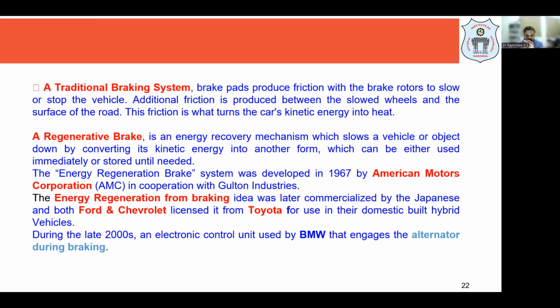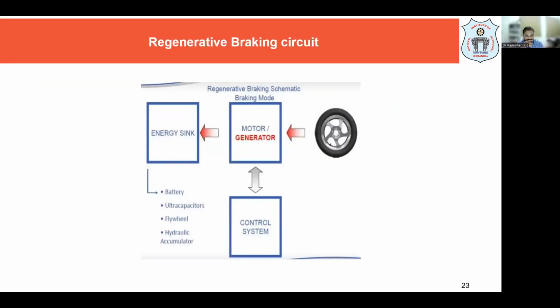This regenerative brake system was developed in 1967 by American Motors Corporation, AMC, in cooperation with Burton Industries. Such an energy regeneration idea, even with paying royalty, was also adopted by other big manufacturers like Ford, Chevrolet, and Toyota. Even in the late 2000s, an electronic control unit used by BMW that engages the alternator during braking was introduced. This is a typical flow diagram of a regenerative braking circuit.